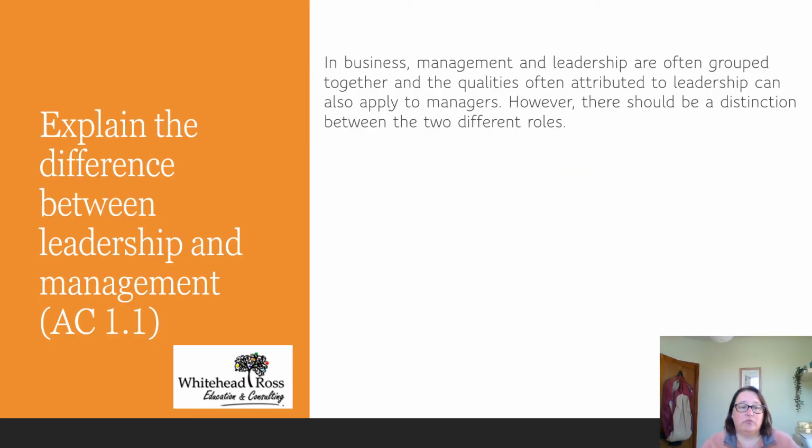So let's start with the first assessment criteria. Assessment criteria 1.1 is explain the difference between leadership and management. Now I think it's worth noting at this point with all of these assessment criteria, please be aware that you need to look at the command word. That will give you some idea of how much detail you need to be putting into each question and each answer that you're writing. You'll see that there's explain, describe, identify, and obviously that will help you know what level to go into.